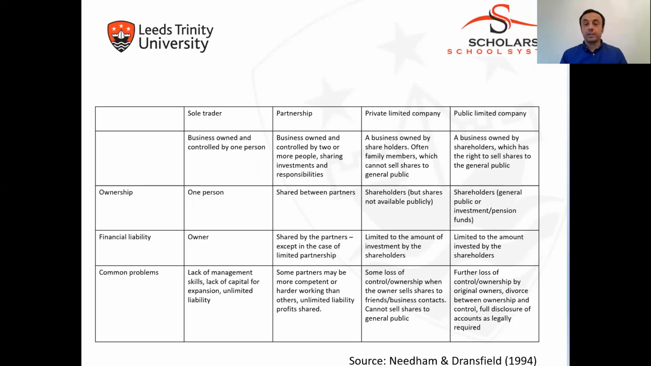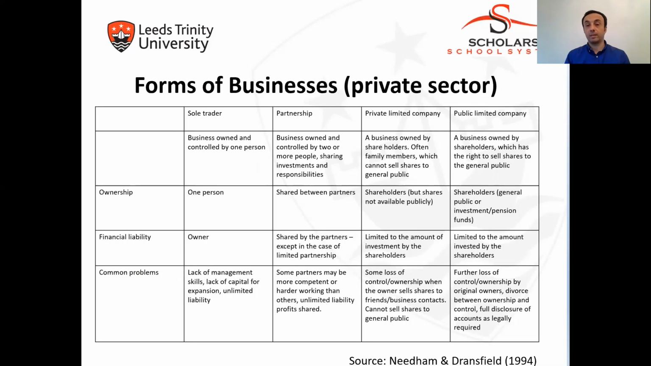So more specifically, we have different types of businesses, or forms of business, for the private sector. The first and most basic one is the sole trader. As an individual, you may operate using the sole trader form of business. This type of business is owned and controlled by only one person, as an entrepreneur or owner of the business.